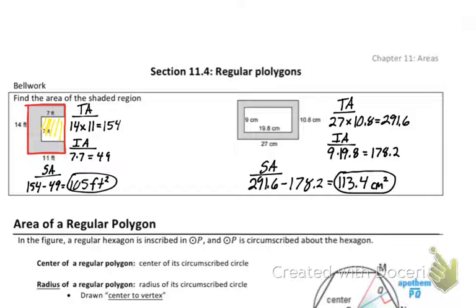Anywho, that's how I do those two. All right, and this one is just like that pool problem. This is just showing that you can subtract stuff away rather than adding it. Okay, let's go right into homework questions.